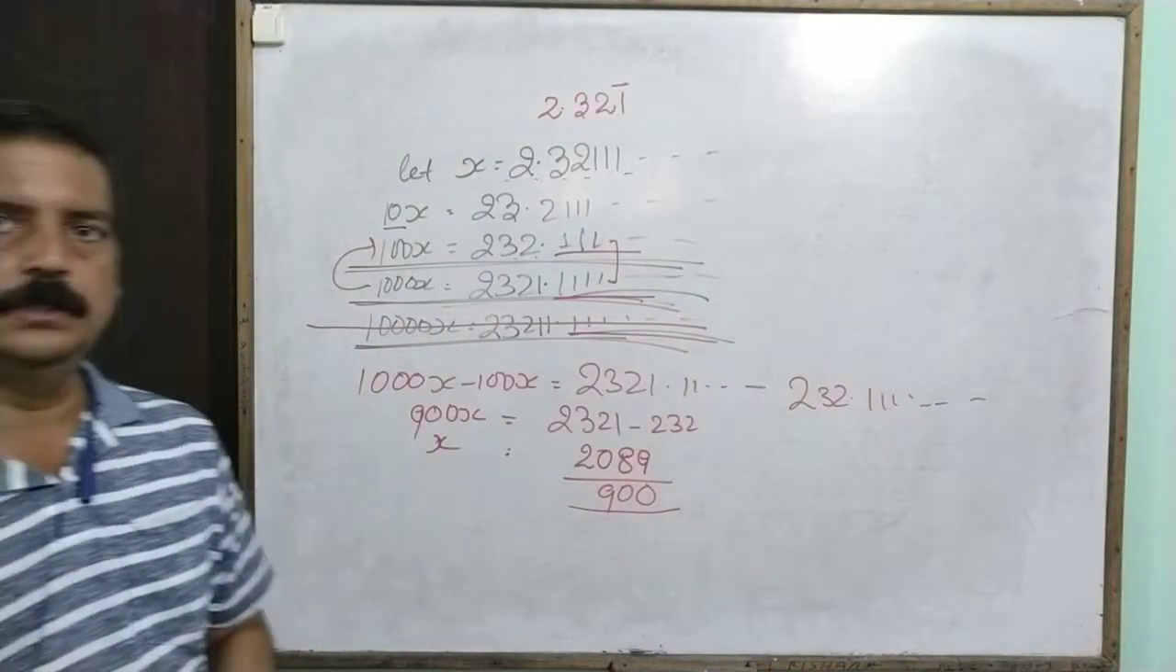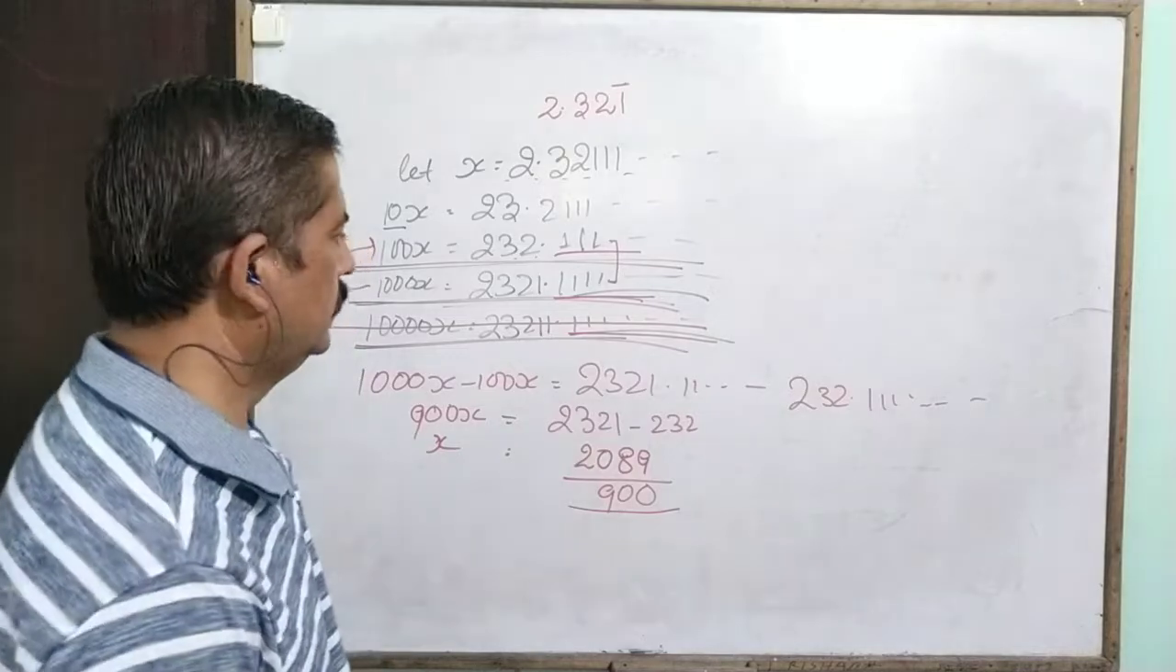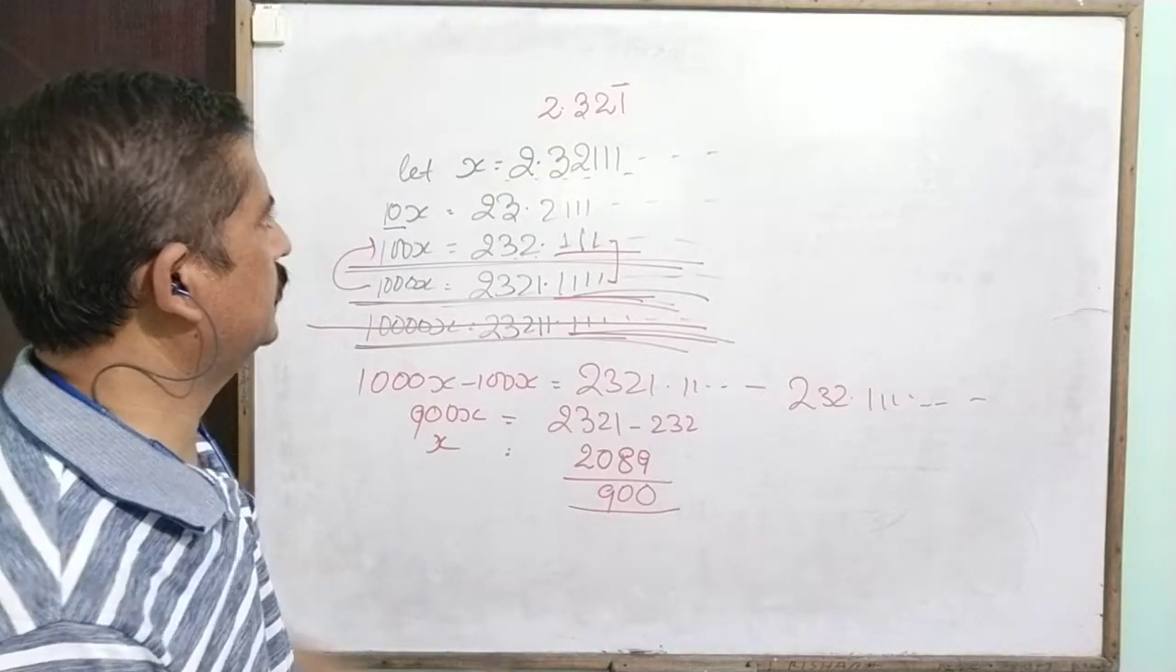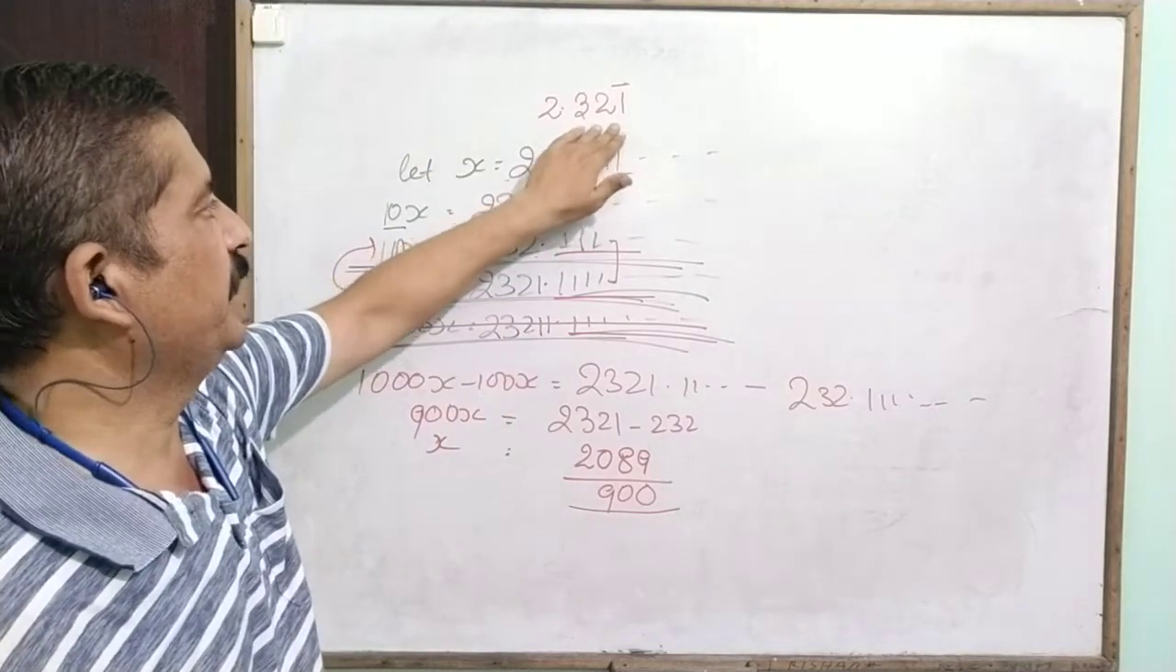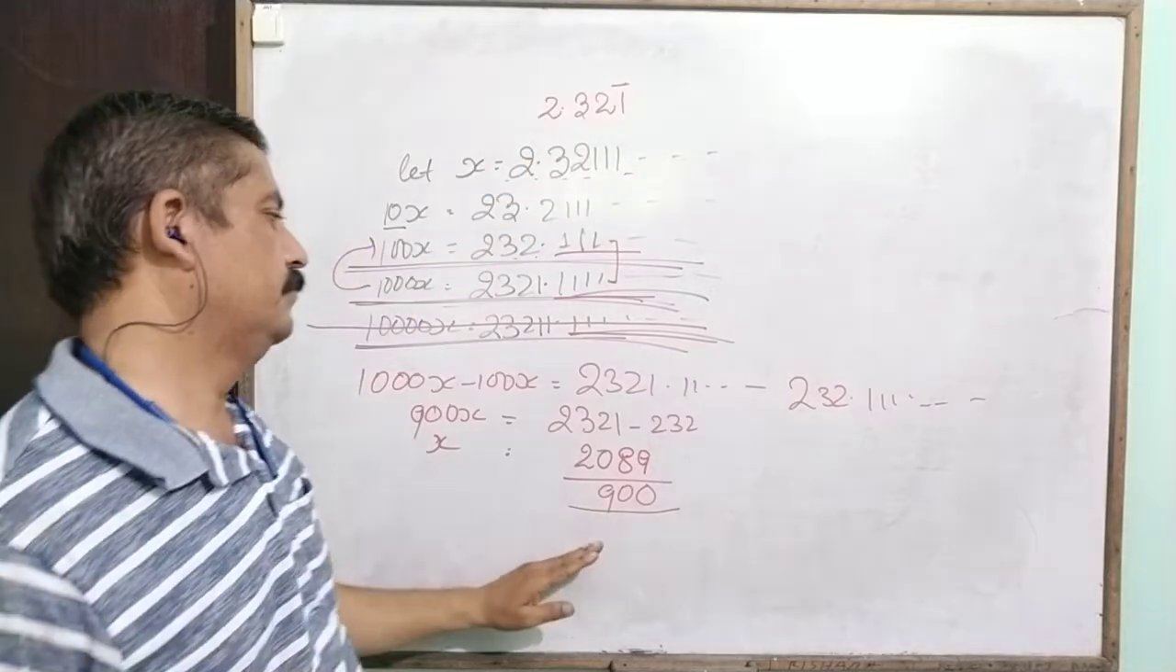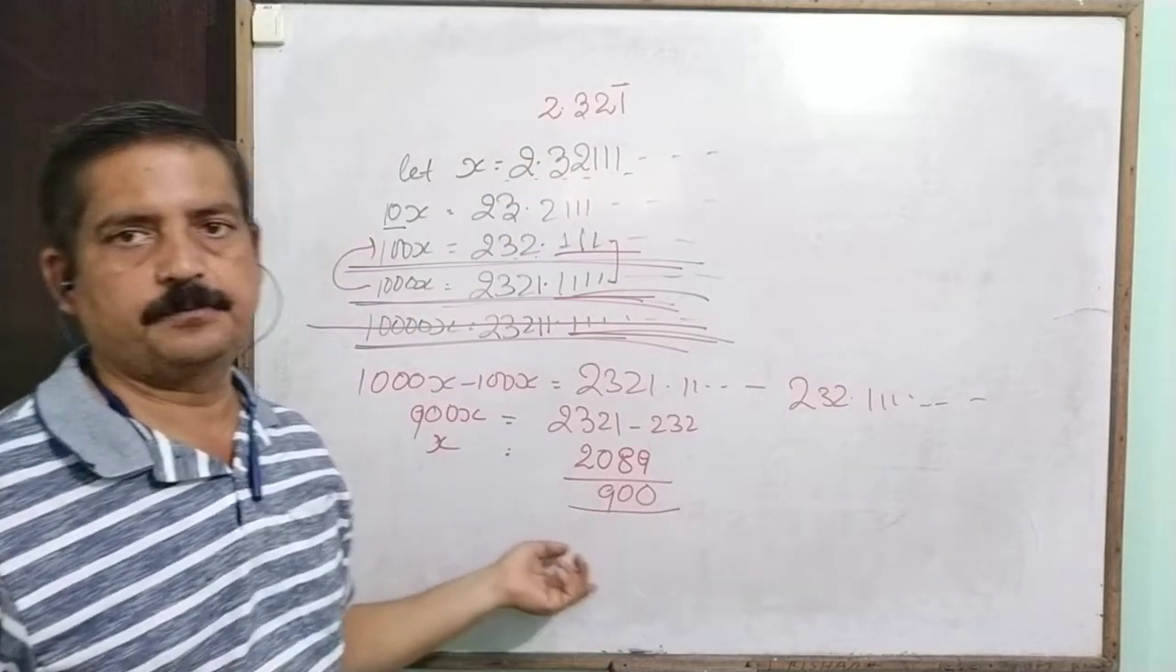I think all the students have understood how to change a repeating decimal to a rational number as p by q.